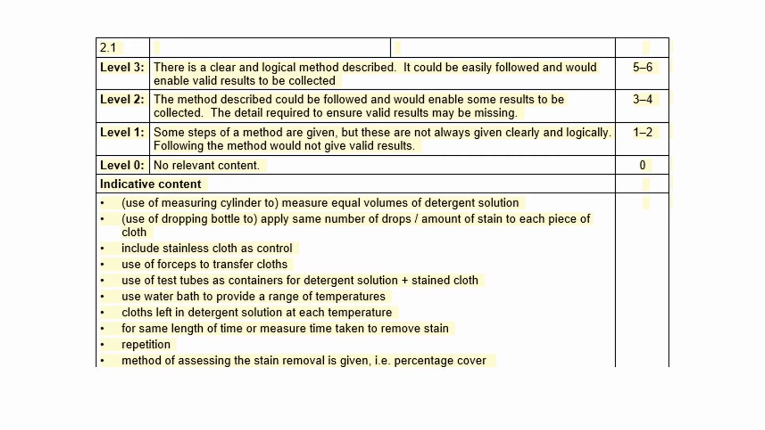For that one as well, actually, if you've said to set the water bath to 10 degrees Celsius, and then later on said 20, 30, 40, etc., then that also is a really good answer. So give that a little tick. If you've mentioned putting the cloths in the detergent solution at different temperatures, then give that a little tick. If you said about leaving it for the same amount of time, that would be a little tick. If you've said about repeating it at least 3 times, or repeating it 3 times, or 4 times, anything like that, give that a little tick.